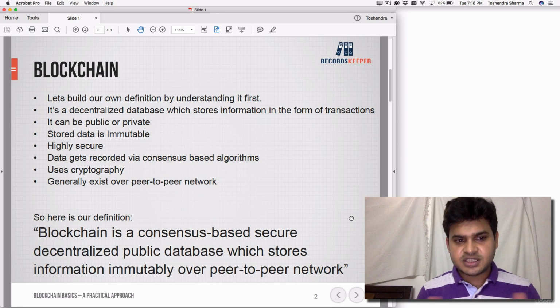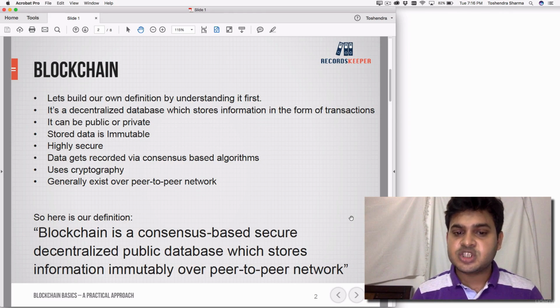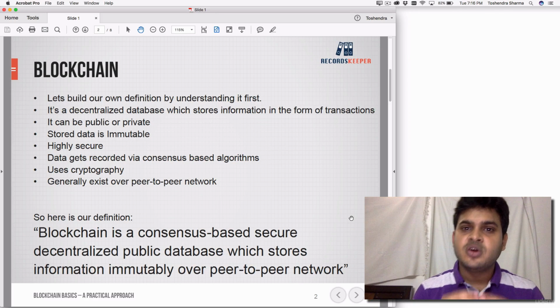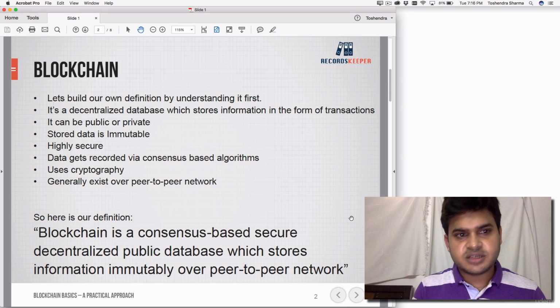So here is our definition. Blockchain is a consensus based, secure, decentralized, public database which stores information immutably over a peer-to-peer network. Some people also call it a public ledger. Public ledger and public database are not very different things, but quite similar. Yes, so that's the blockchain. Let's go to the next slide.